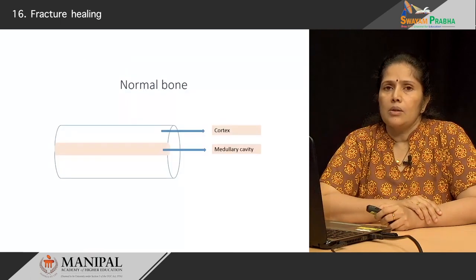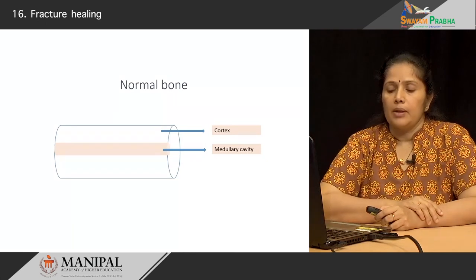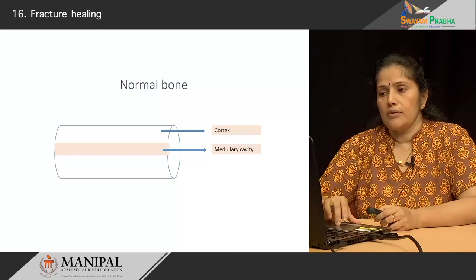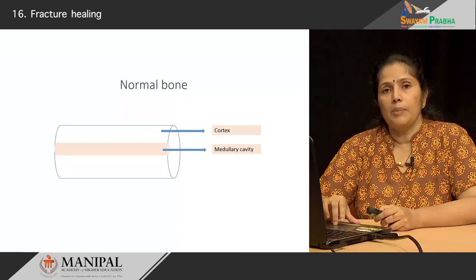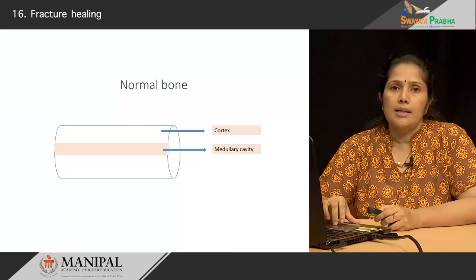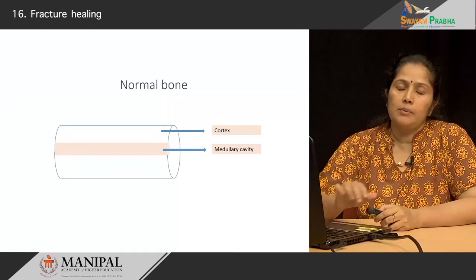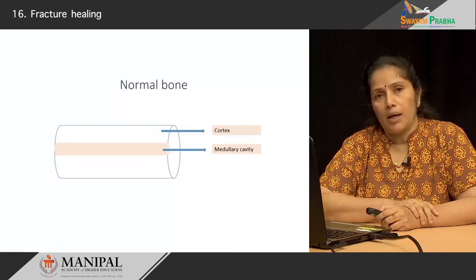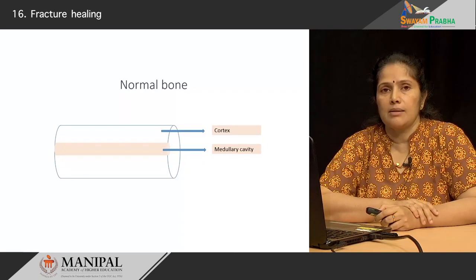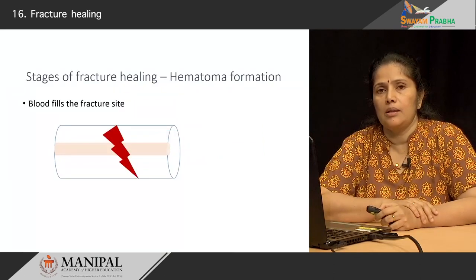Before I touch on that, let us look at this little picture which shows the normal bone. If you look at the surface of this bone, you have on the periphery what is known as the cortex of the bone, and in the center you have what is known as the medulla. All fractures need not always involve the medulla. Sometimes it is a partial fracture, sometimes it is a complete fracture, and the nature of these fractures can also affect the time taken for healing of the bone tissue.